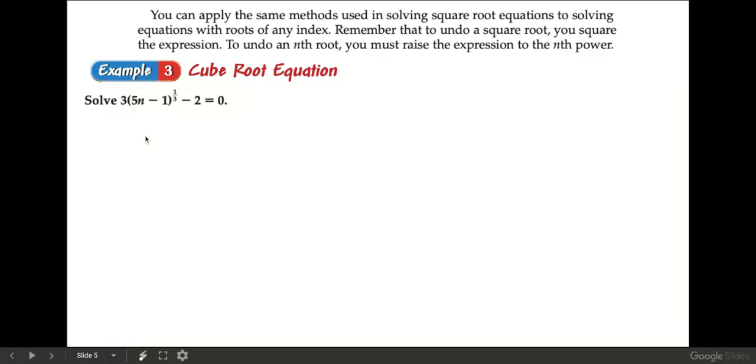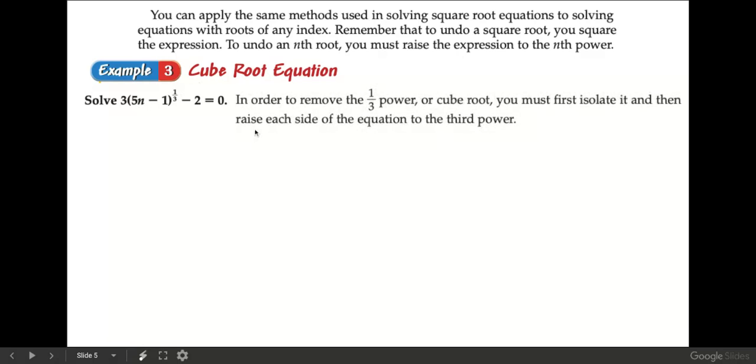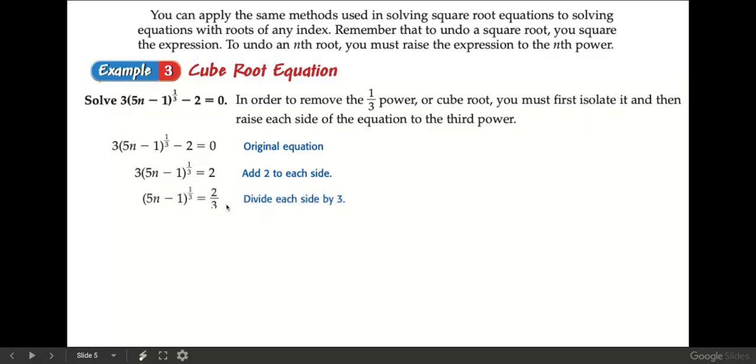Let's look at a cube root equation. So 3 times the quantity 5n minus 1 to the power of 1/3, minus 2 equals 0. In order to remove the 1/3 power, we're going to rewrite it as a cube root. So again, I'm going to take my original equation and get the parentheses on its own. So I'm going to start by adding 2 to both sides, and then I'm going to divide both sides by 3.